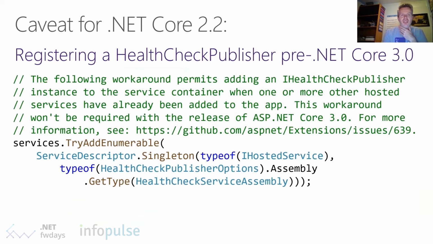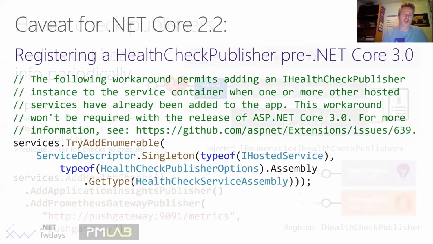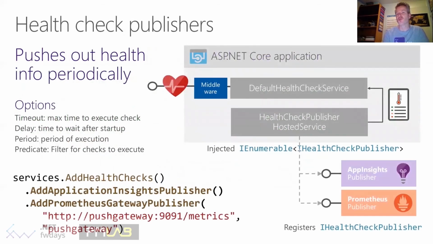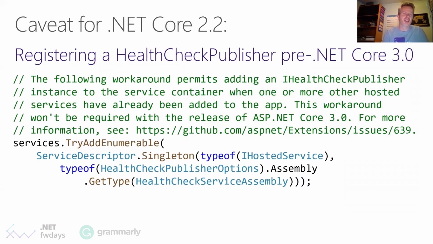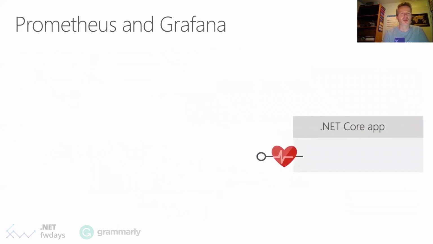Now, I'm assuming that most of you will be working on .NET Core 3.0 or 3.1 applications by this time, but there was a period where the .NET Core 2.2 framework had a slight mix-up of registration. I'm just mentioning it here: if any of the background services were already registered, then the health check publisher hosted service that we saw here would not get registered, because they did a slightly wrong way of registering. It's been fixed, just so you know.